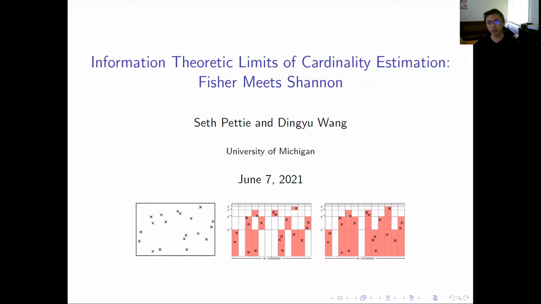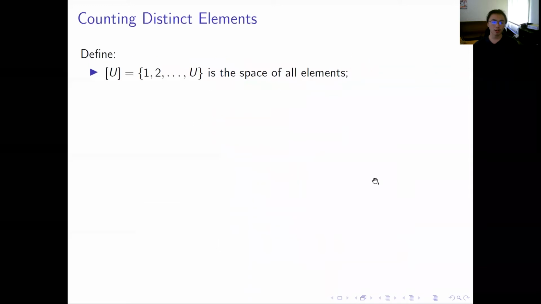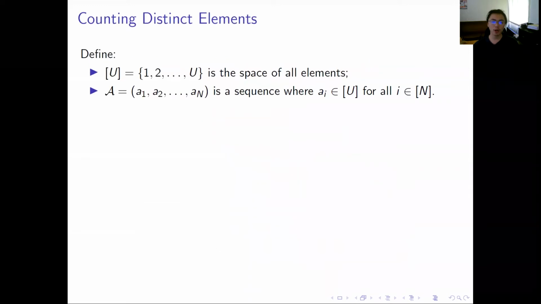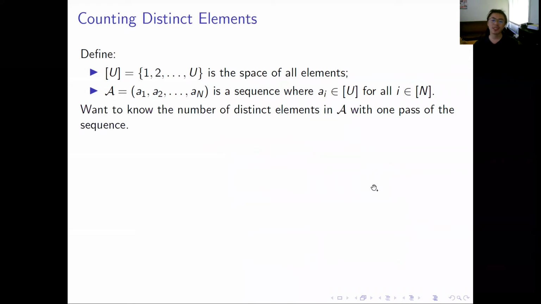Today I'm going to talk about a classic problem called cardinality estimation, but from an information theoretic point of view. Let 1 to U be the space of all elements, and let A be a sequence from that. We want to know the number of distinct elements in A with just one pass of the sequence. So basically we're in a streaming setting.